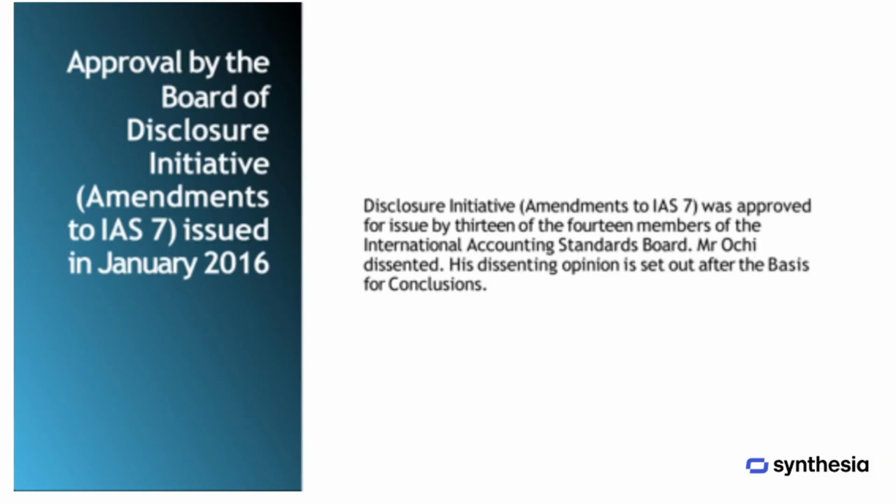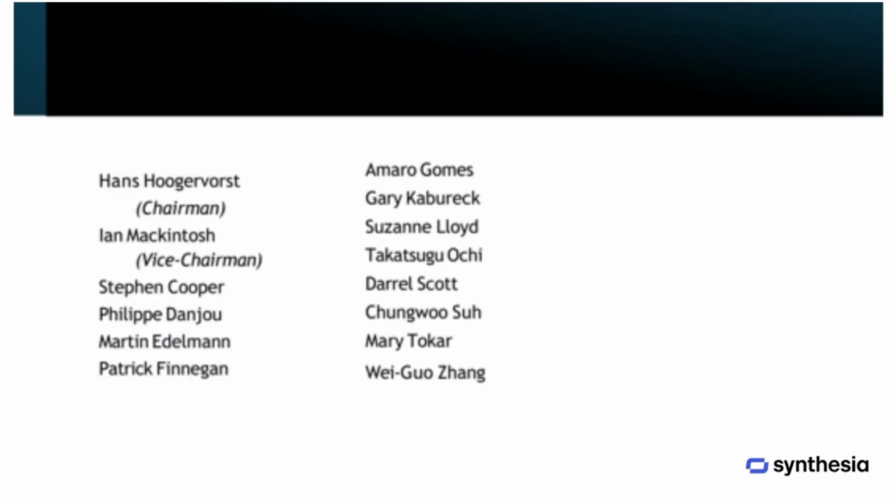The Disclosure Initiative was approved for issue by 13 of the 14 members of the International Accounting Standards Board. Mr. Ochi dissented, and his dissenting opinion is set out after the Basis for Conclusions. The members who approved the amendments were Hans Hoogervorst, Ian Mackintosh, Stephen Cooper, Philippe Danjou, Martin Edelmann, Patrick Finnegan, Amaro Gomes, Gary Kabureck, Suzanne Lloyd, Takatsugu Ochi, Darrel Scott, Chungwoo Suh, Mary Tokar, and Wei-Guo Zhang.